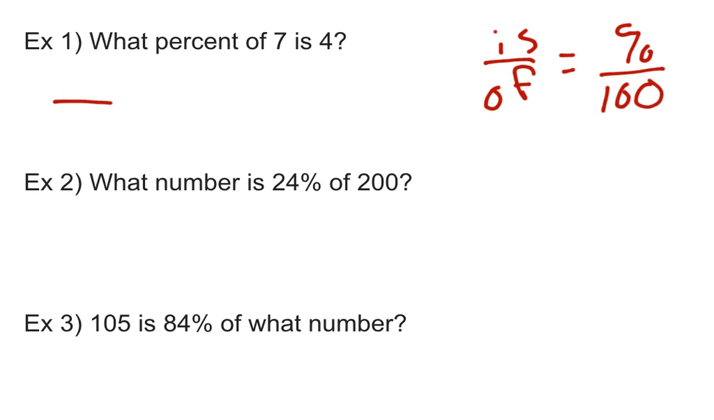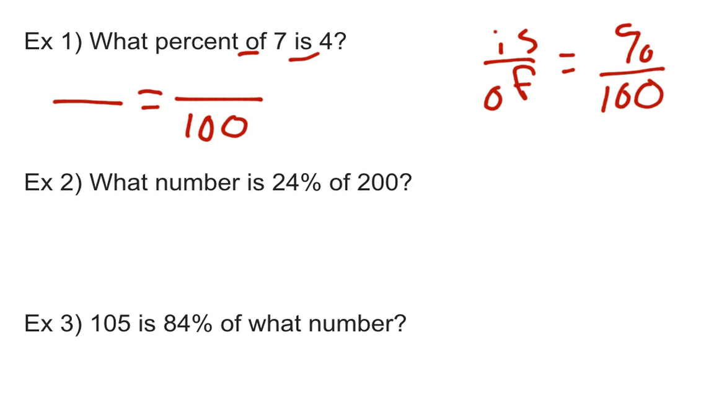So for example 1, the first thing I'm going to start with is let's set up a proportion. I know the 100 is going to go on the bottom right. And if you notice in example 1, you see certain things. You see the word percent, I see the word of, I see the word is. Those things are going to help me.